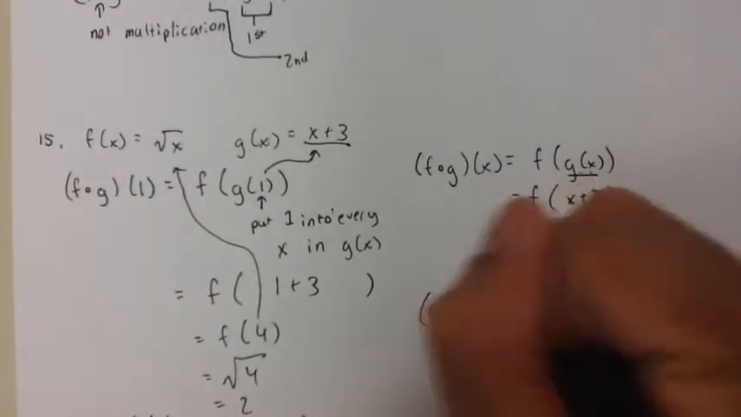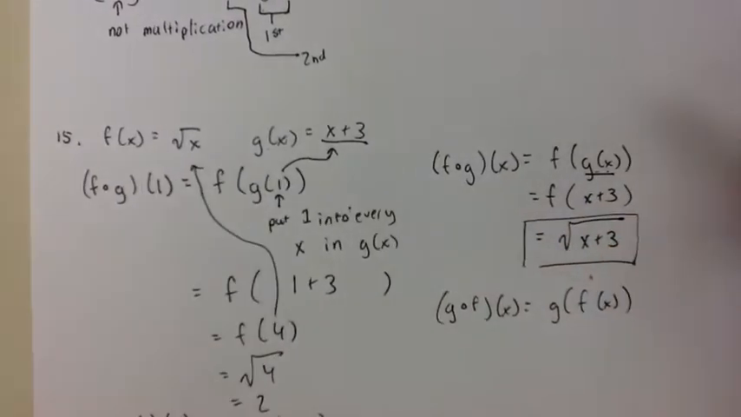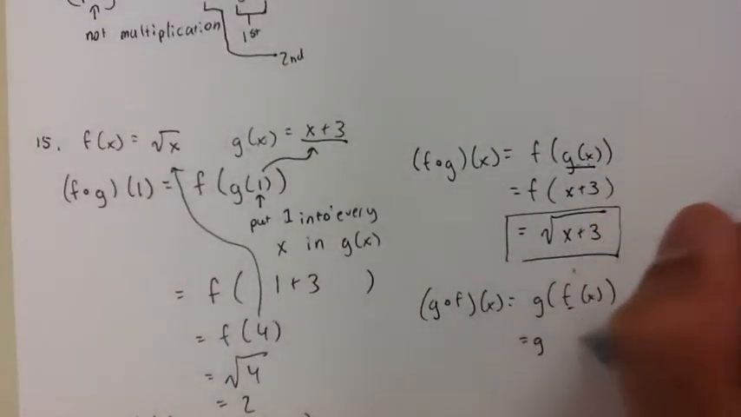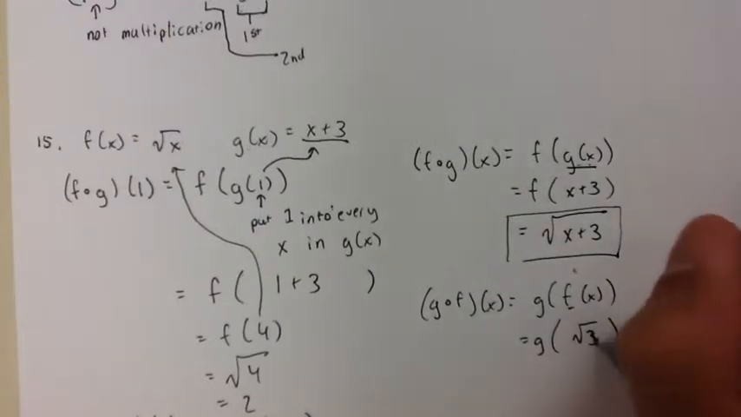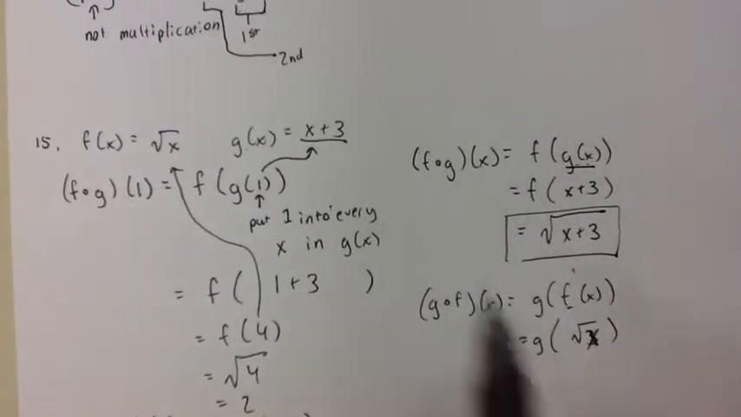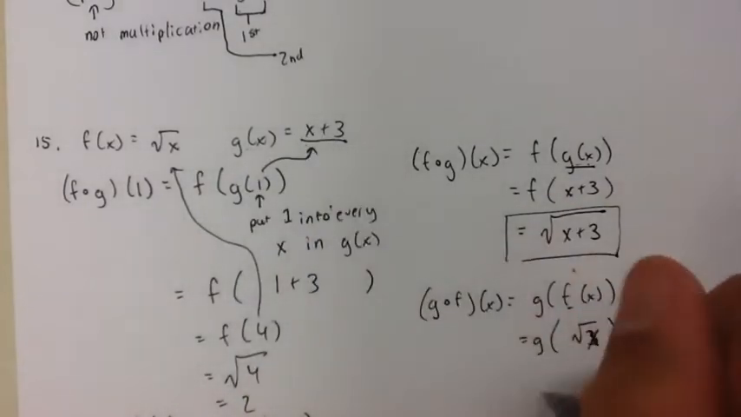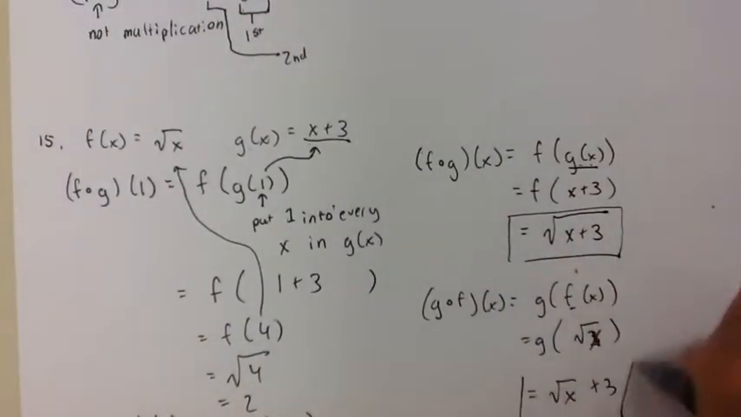With g of f of x, now I put the f of x in first. F of x is the square root of x. So I just replace this with the square root of x. G of x is x plus 3. I put this in for every time I see an x. So g of the square root of x is now the square root of x plus 3. And that is my final answer for that.